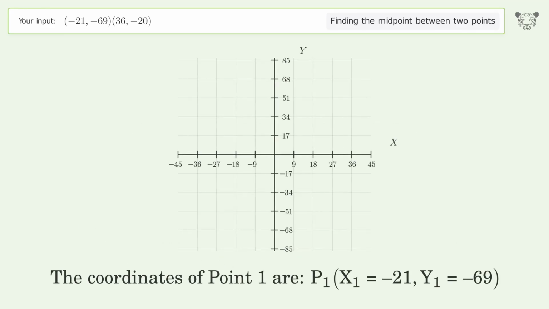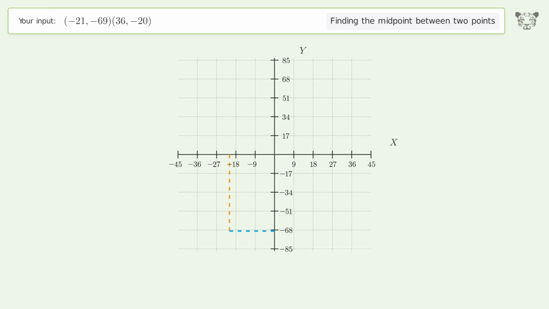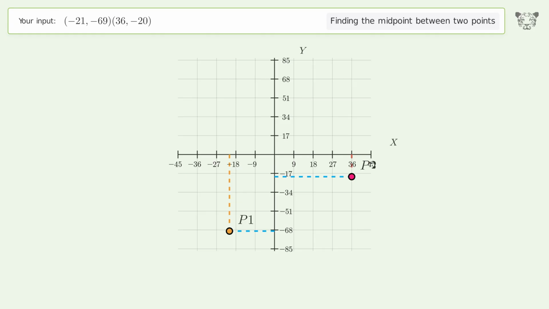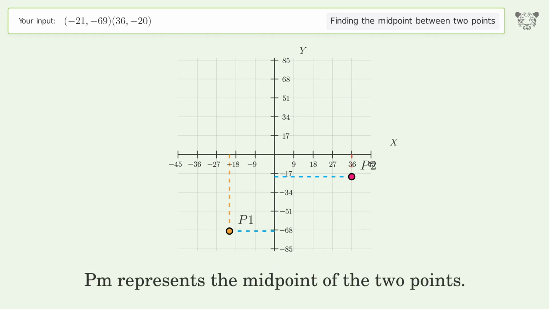The coordinates of point 1 are x1 equals negative 21, y1 equals negative 69. The coordinates of point 2 are x2 equals 36, y2 equals negative 20. PM represents the midpoint of the 2 points.